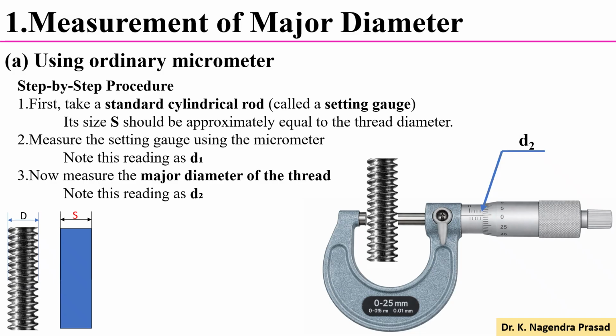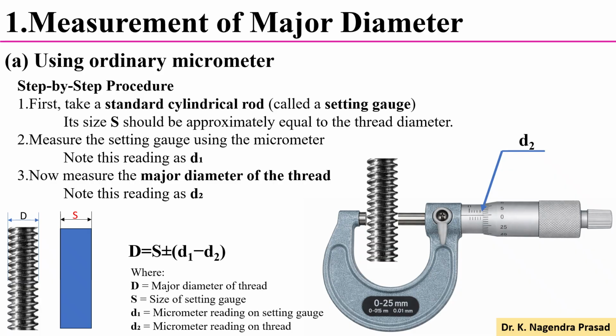After taking the readings of D1 and D2, next we have to find out the major diameter of the thread, that is capital D, by the following relation: capital D equals capital S plus or minus (D1 minus D2). Here capital D is the major diameter of the thread, capital S is the size of the setting gauge, D1 is the micrometer reading on the setting gauge, and D2 is the micrometer reading on the thread.